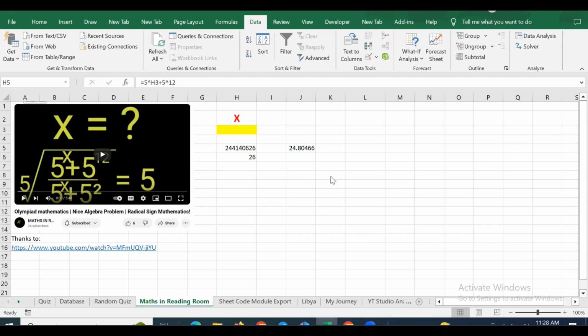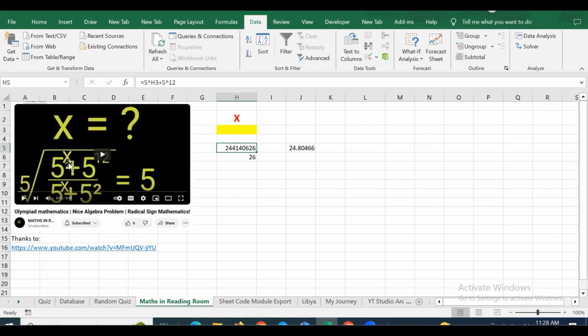Welcome to this session in which we will see how we can use the goal seek to solve this beautiful algebraic equation, as demonstrated in this video. This video is available in Maths Reading Room. This is the simple equation, and we have to find the x value. We have determined a cell for the x value, and the value would come in here. The equation is written in these parts.